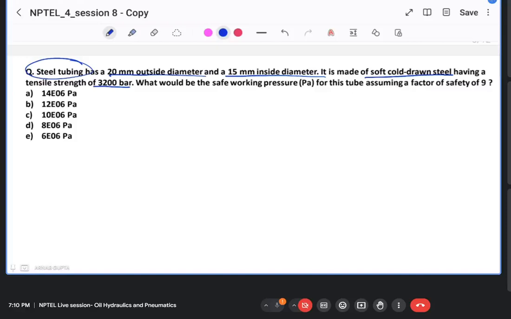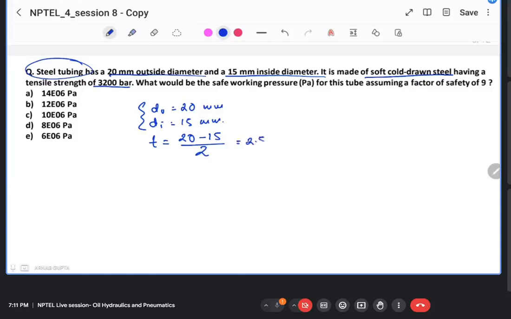So your outer diameter is 20, inner diameter is 15, and the material is given. So these are the geometrical things. So what is the thickness then? 20 minus 15 divided by 2, right? 2.5. If this were radius, then you shouldn't be dividing this. Then you're given the tensile strength 3200 bar, so multiplied by 10 to the power 5 Pascal.